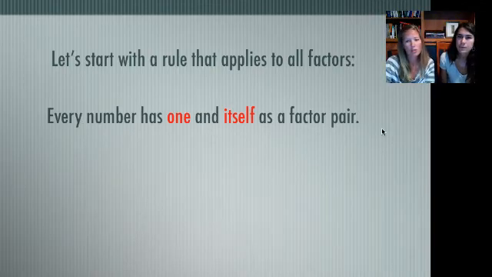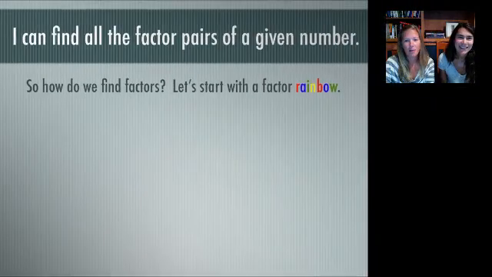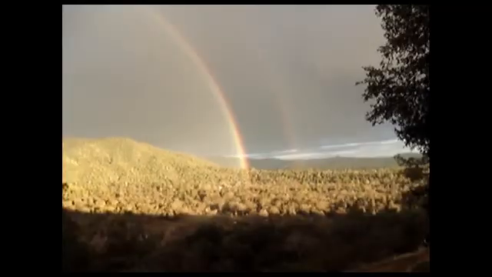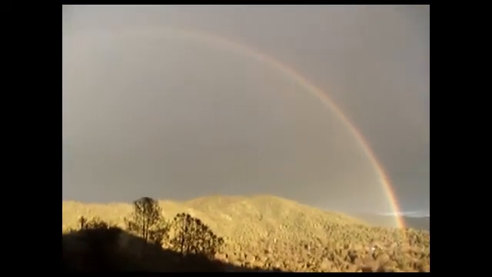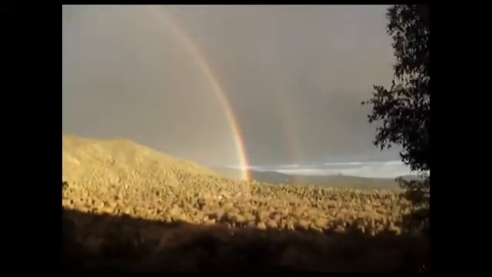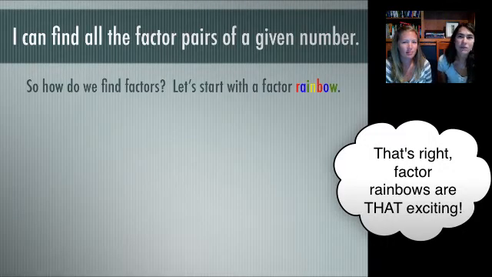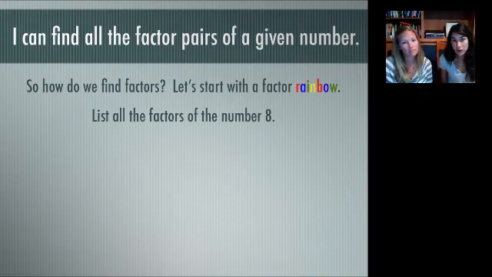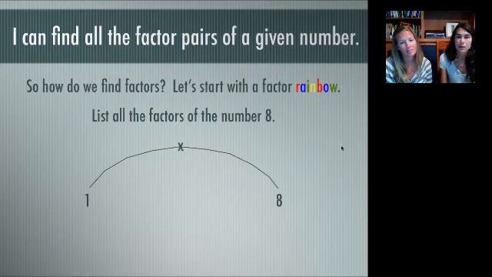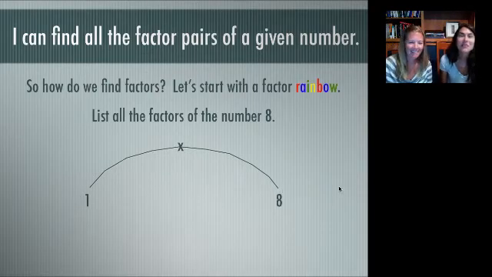So we're going to move on to the first way to find them, which is factor rainbows. How do we find factors? Well, with the factor rainbow, let's say we have to find factors of the number 8. Going back to our number 1 rule, we can start with 1 as a factor. So 1 and 8 would be a factor. Then we get to put a cute little arc above it, or line above it, and we show that we're multiplying those two numbers. So that's our first factor rainbow.